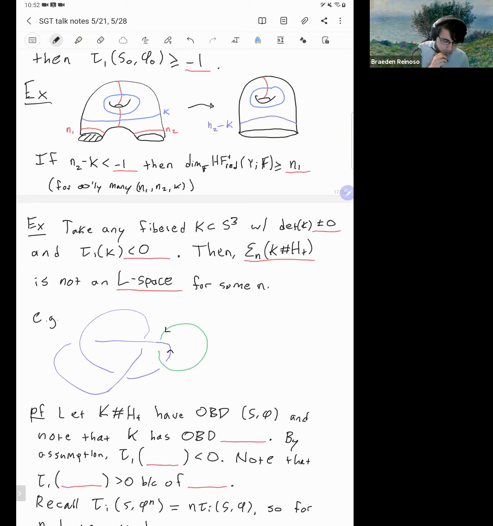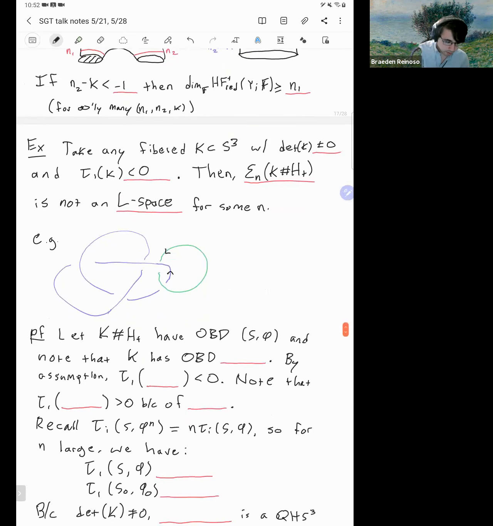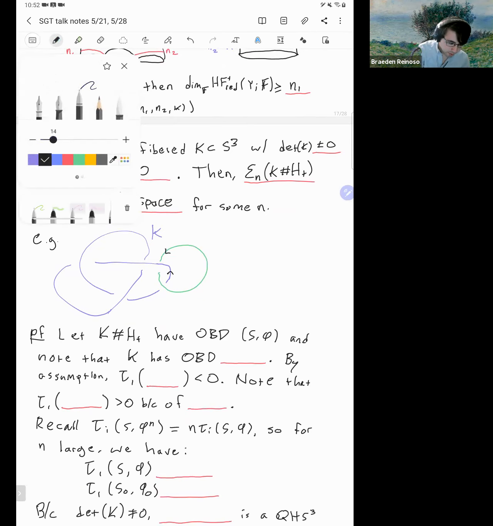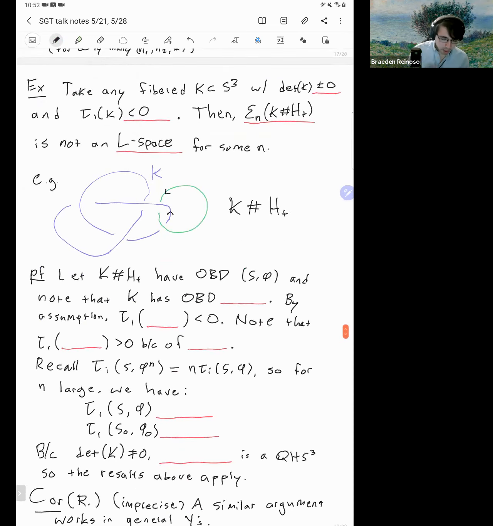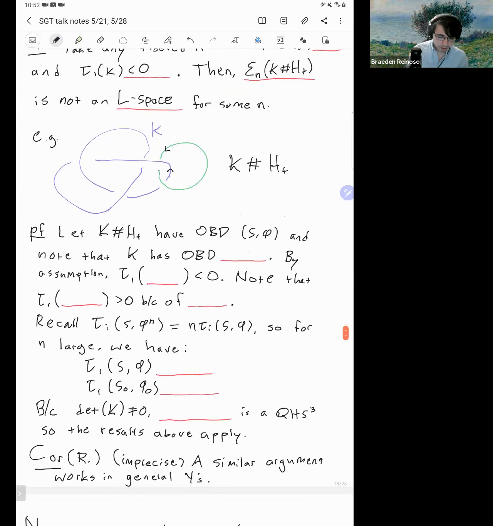And what does an L-space mean in our context? Since I haven't defined it yet, it just means something where the reduced Floer homology is zero. So here's an example of such a knot K. Just take the left-handed trefoil, for example. And then this picture is K connect sum a positive Hopf link. And if you take, say, cyclic branched covers along this guy, then you'll see that one of them is not an L-space. In fact, I think for this one, it ends up being like the second or something.